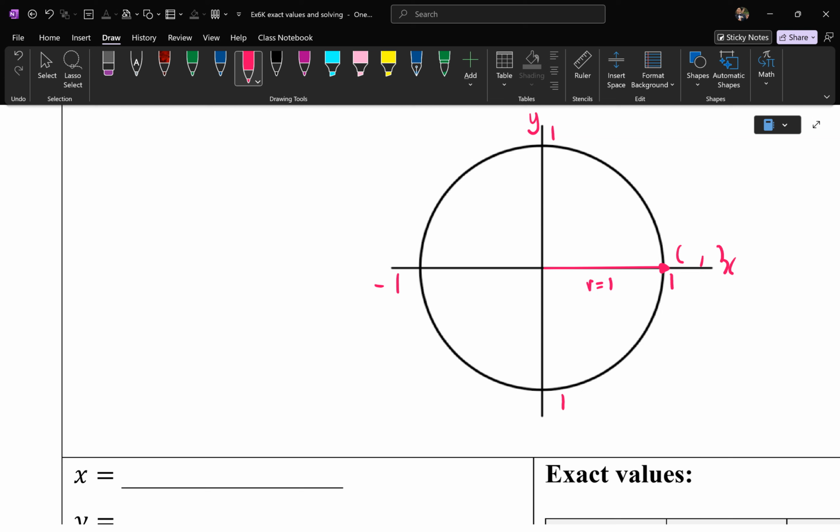What are the coordinates right here? 1, 0. Very good. So that point exactly right there is 1, 0. Then what's the point exactly there? 0, 1. Okay, good. So this is 0, 1. What's the point exactly over here? Negative 1, 0. Very good. And then the last spot. So you've got 1, 2, 3, and then a 4. This one must be 0, negative 1.